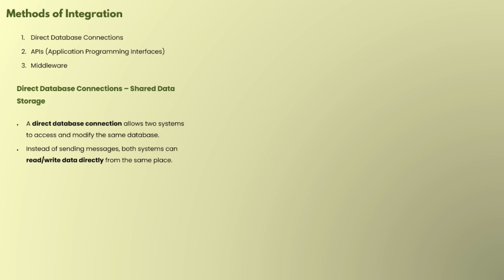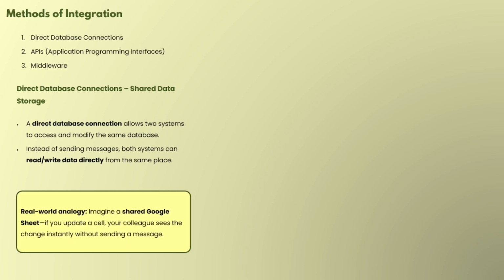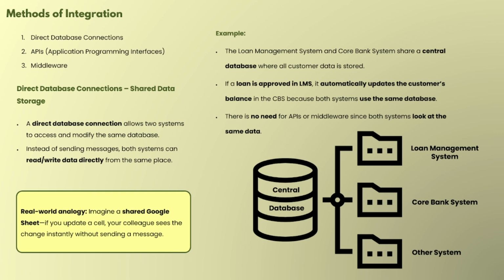So we will see a very simple real-world analogy. Imagine a Google Sheet which is shared. If you update any cell in the Google Sheet, your colleague sees the same change instantly without you sending a message. Here we are not asking our colleague that I am changing this particular cell. Whatever I see, the same is seen by my colleague. Whatever changes I make are reflected in my colleague's sheet, and whatever the colleague edits is reflected in mine. So this is the direct database connection.